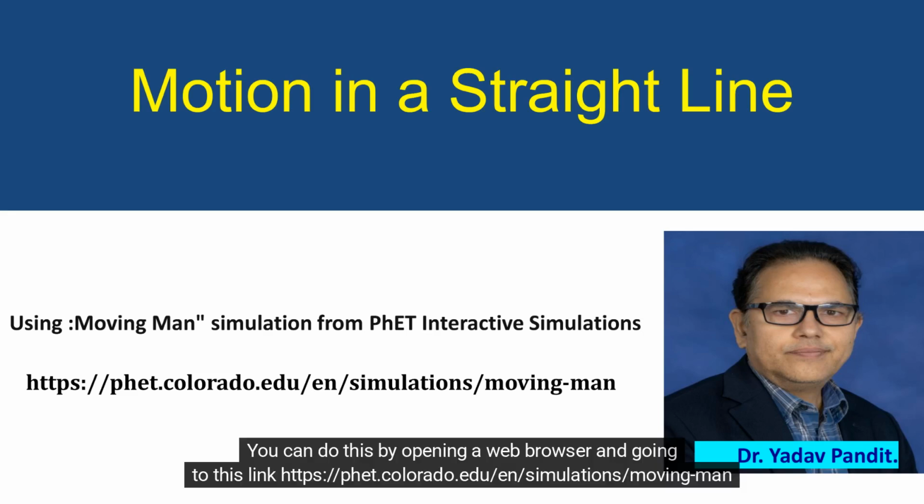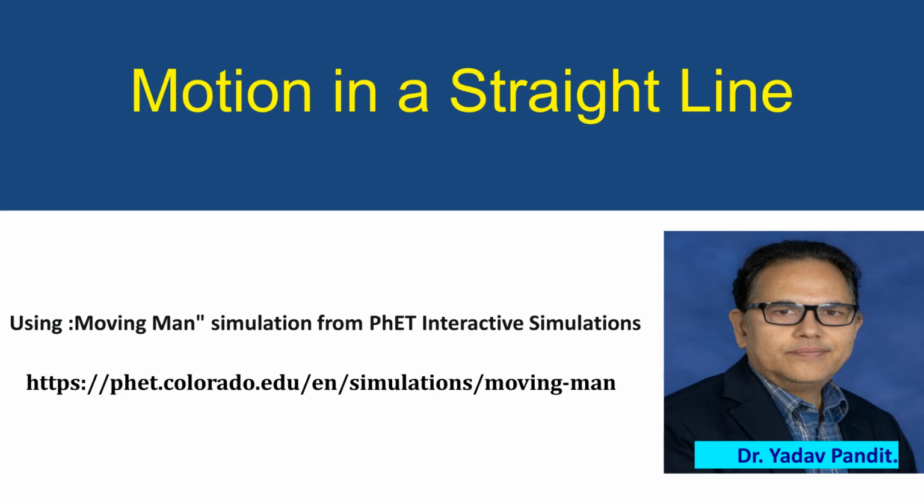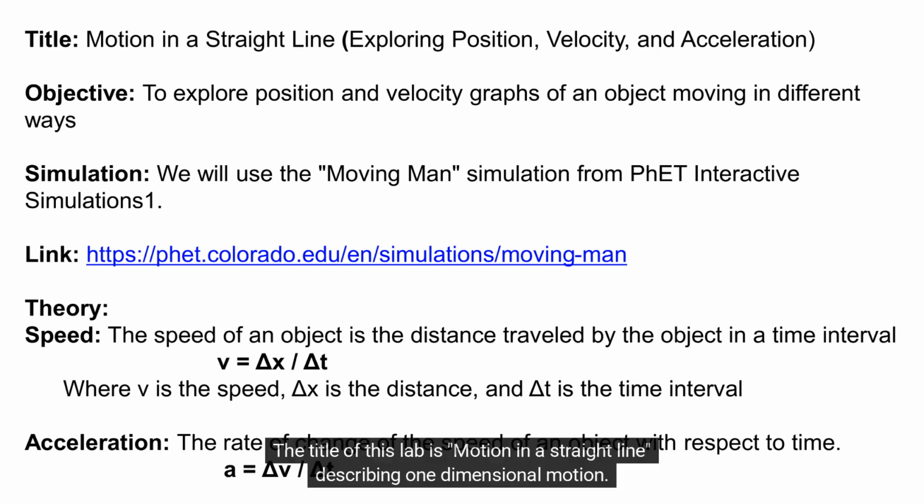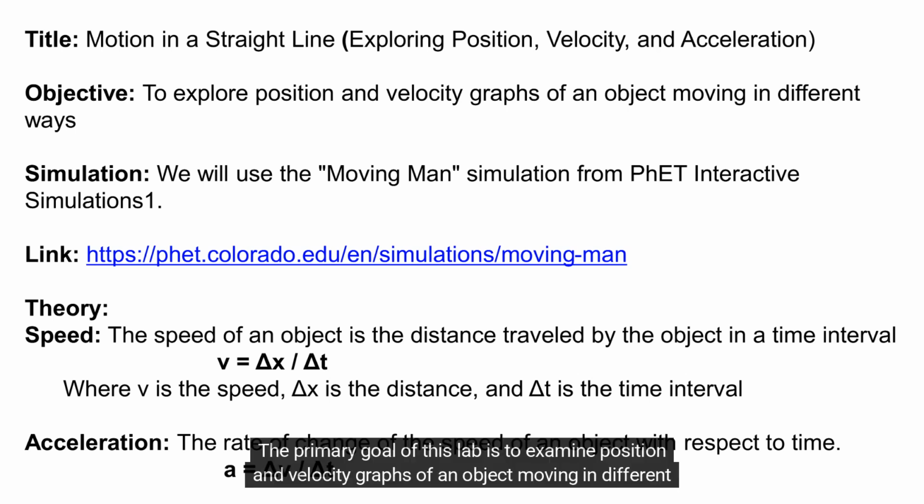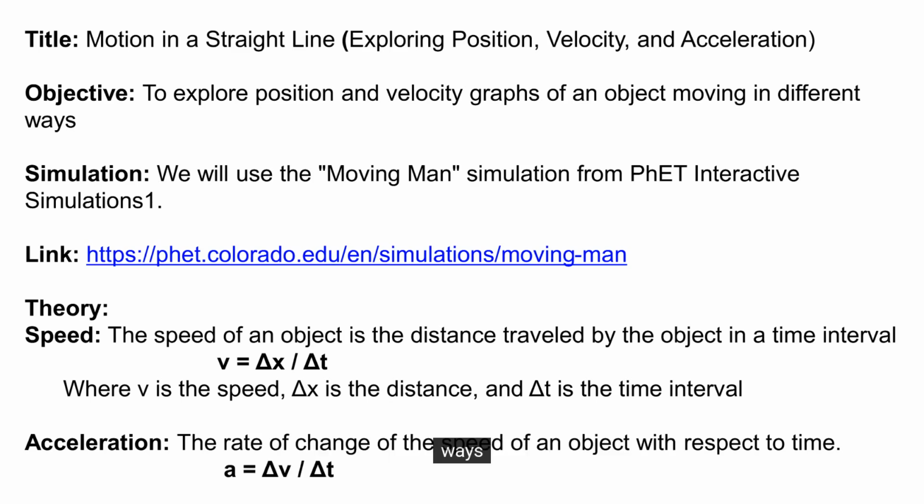You can do this by opening a web browser and going to this link, https://jas.fet.colorado.edu simulations Moving Man. The title of this lab is Motion in a Straight Line, describing one-dimensional motion. The primary goal of this lab is to examine position and velocity graphs of an object moving in different ways.